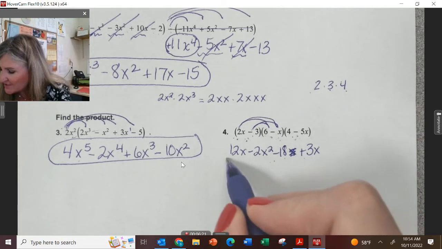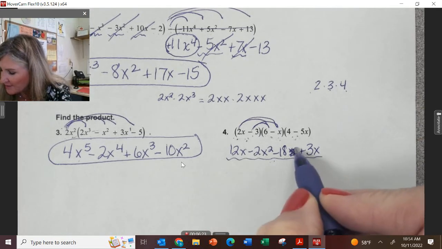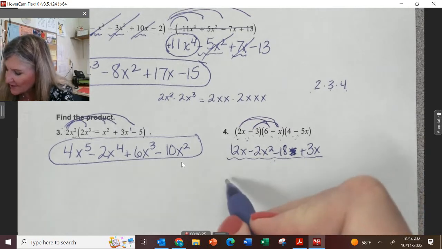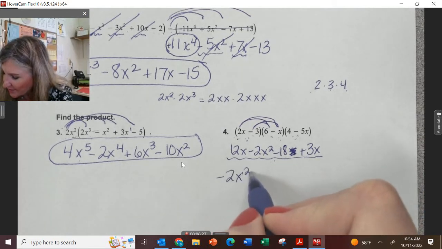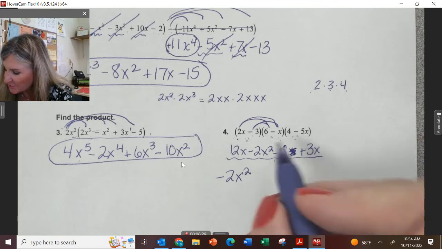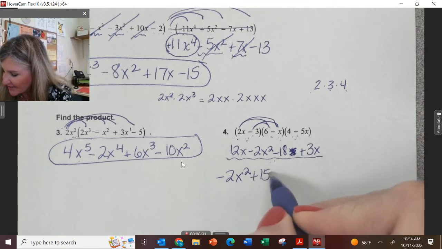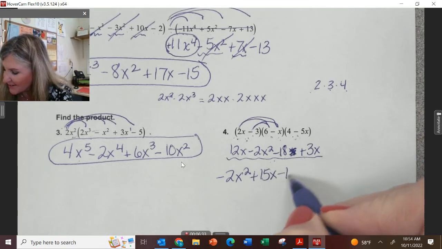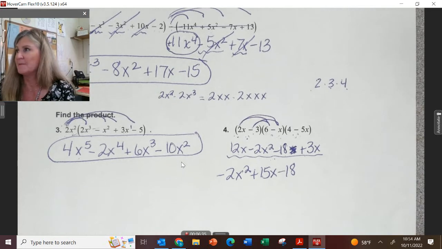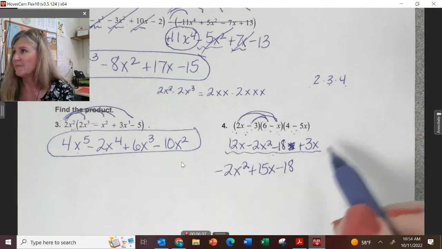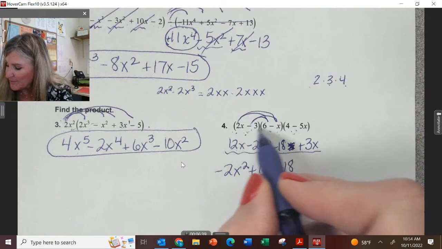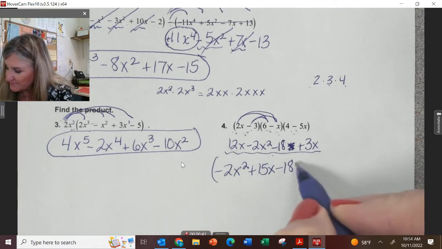Okay, so now we should simplify this before we go on. So we're going to have negative 2x squared, and we have 12x and 3x. That's going to give us 15x. And then we just have minus 18. That's what we get when we multiply the first 2.